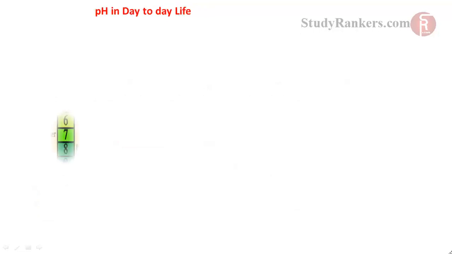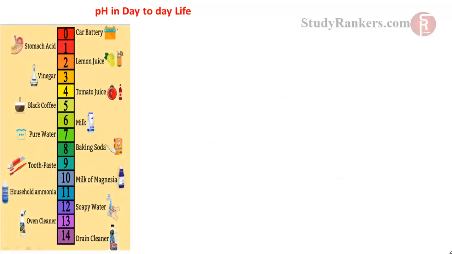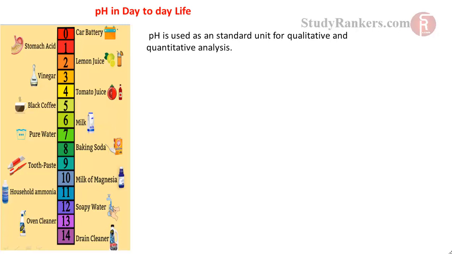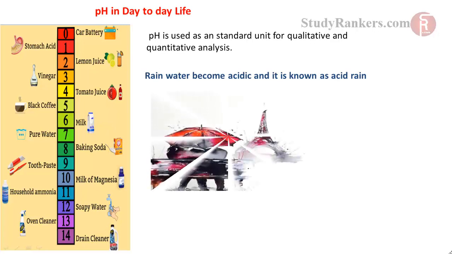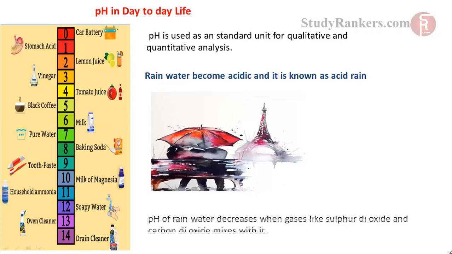pH of some day-to-day life examples has been indicated here. pH is used as a standard unit for qualitative and quantitative analysis. It plays an important role in our life. The pH of rainwater decreases when gases like sulfur oxide mix with it. The rainwater becomes acidic and it is known as acid rain. It damages our skin, human body as well as plant function, their metabolism under certain pH.